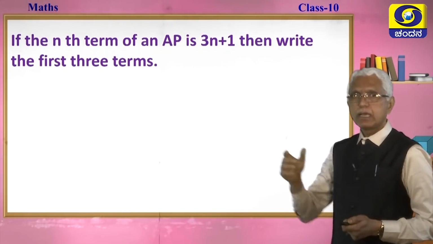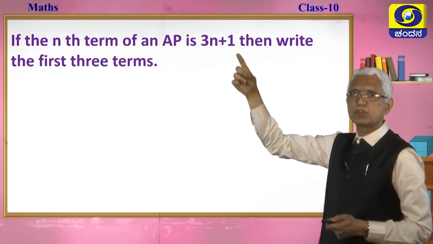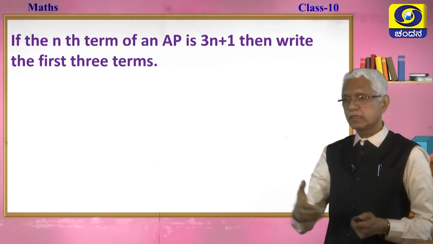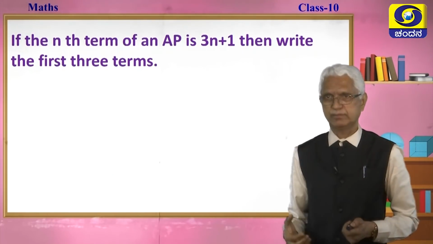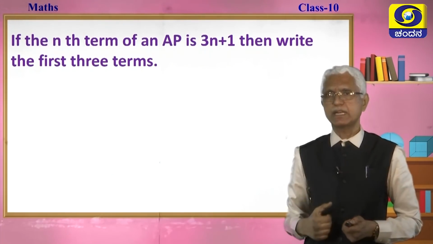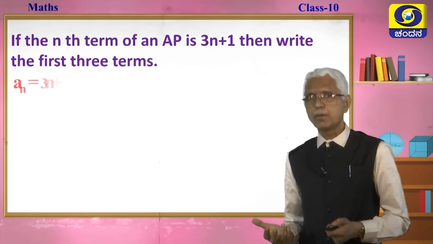First problem: if the nth term of an AP is 3n plus 1, then write the first 3 terms. The nth term they have given, and you have to find out the first 3 terms. Wonderful. How do we go about it?